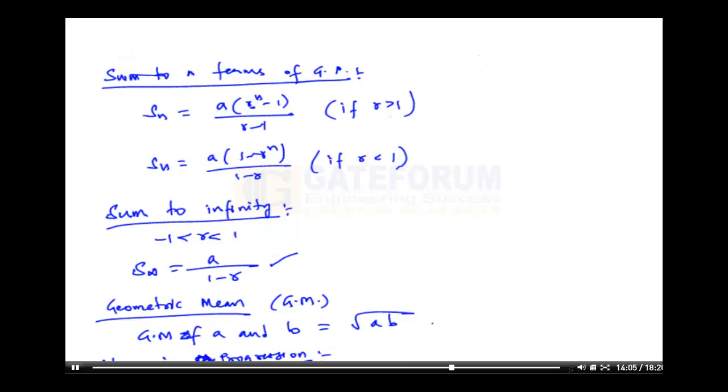Next, harmonic mean. The harmonic mean between a and b is given by 2ab by (a plus b).